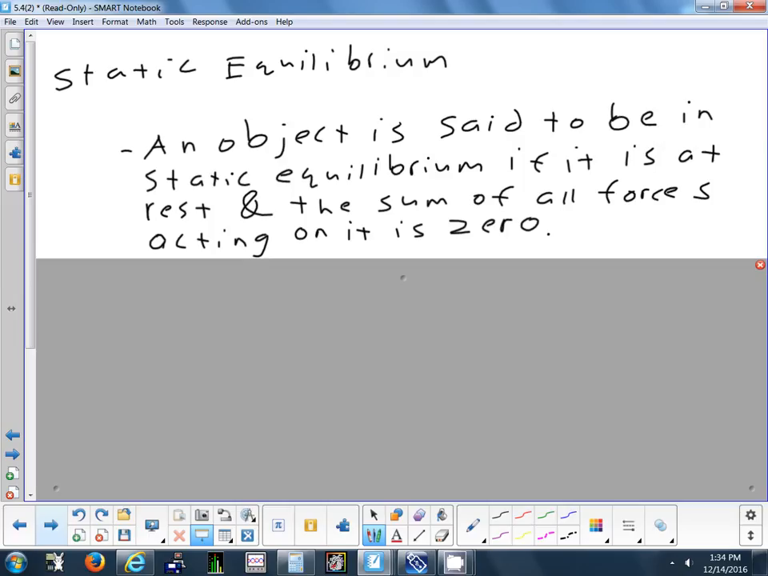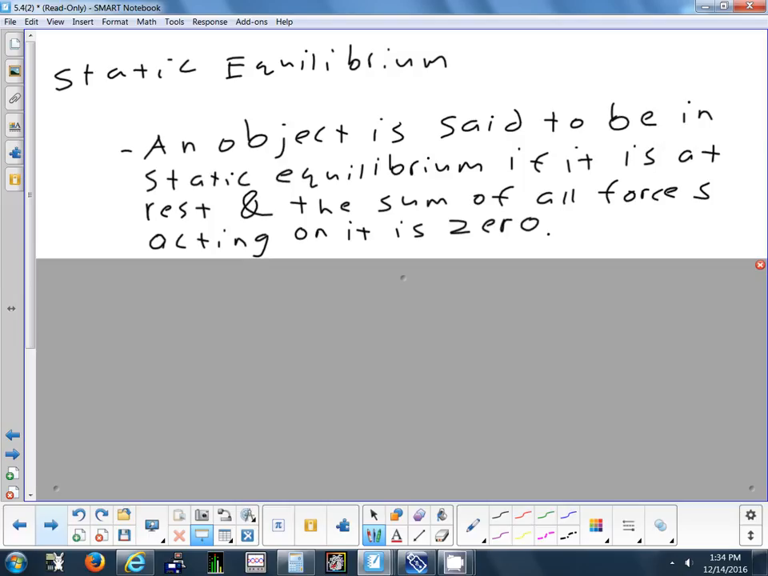So if all the forces acting on an object are zero, then you get no movement. You can still have a lot of force happening. Think of a tug of war. If two teams are pulling really, really hard, there's a ton of tension in that rope. If you cut it, everybody would fall.